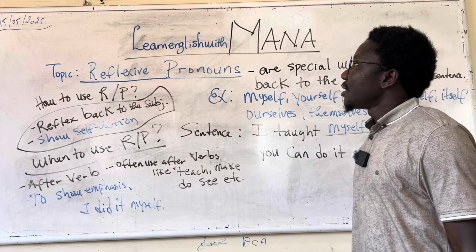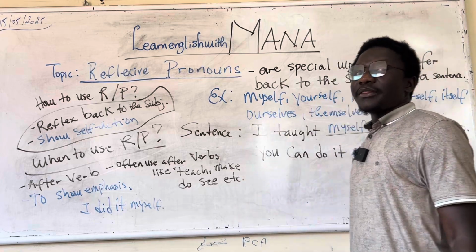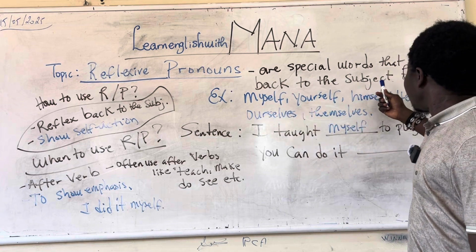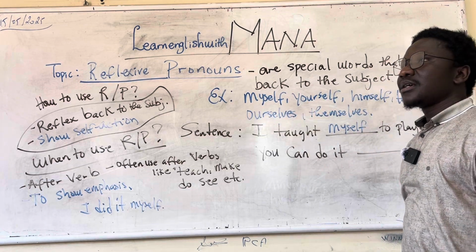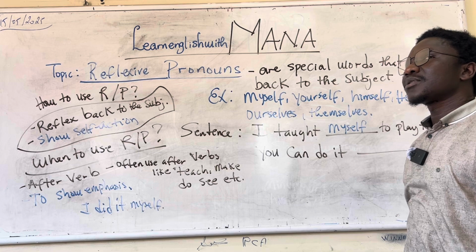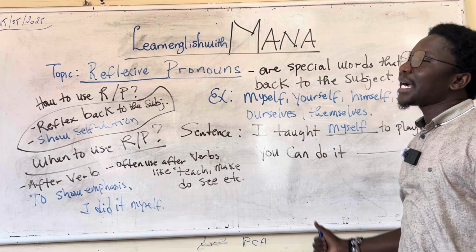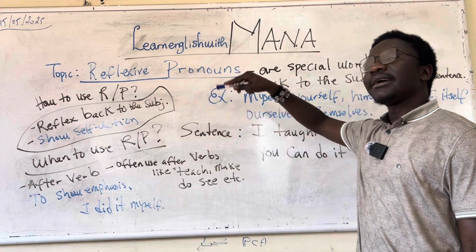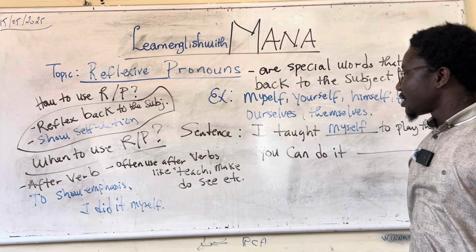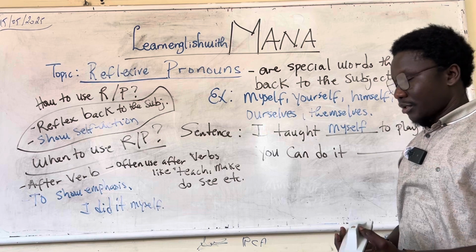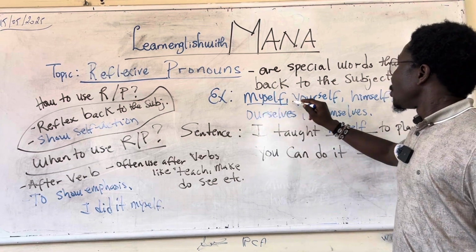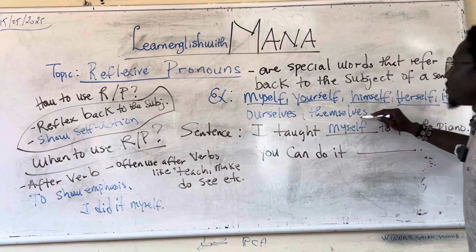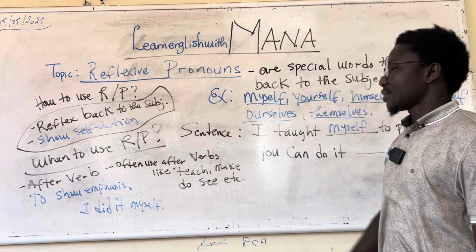With the definition, reflexive pronouns, they are special words that refer back to the subject of a sentence. Okay? So when we write a sentence, we realize that we have a subject in the sentence. We refer back to that subject. We are automatically writing a reflexive pronoun in that particular sentence. Great job. Examples that we have captured here are myself, yourself, himself, herself, itself, themselves, ourselves.